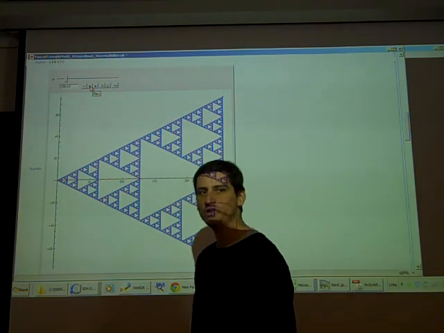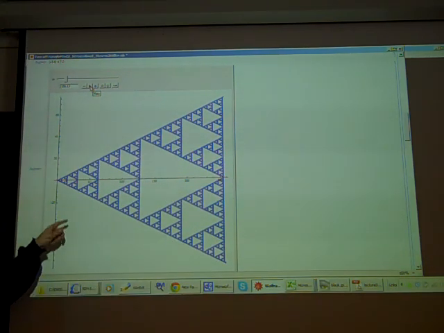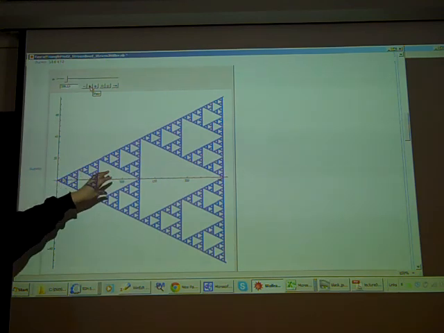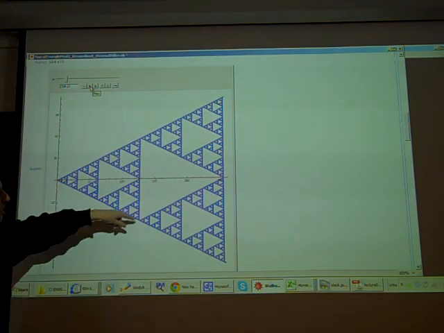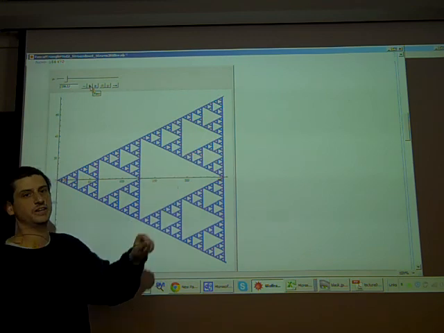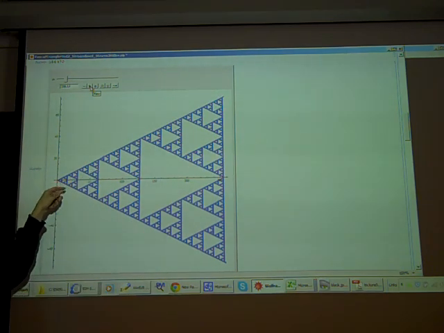Notice the remarkable self-similarity. This region here is the same as the region here and here. This whole block here is the same as the whole block here and here. And of course, you can keep going to smaller sizes. This is the same as these.